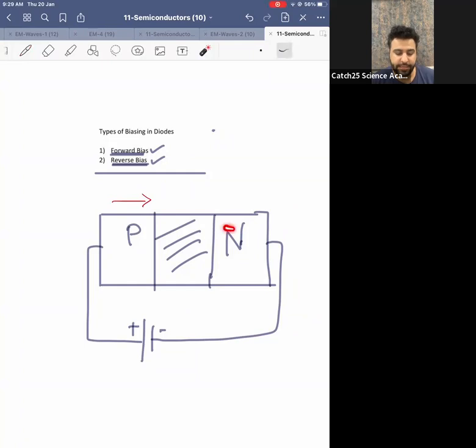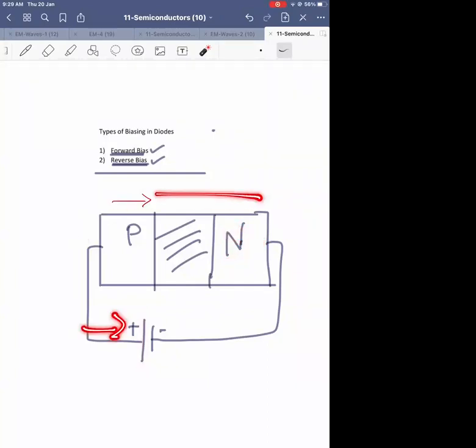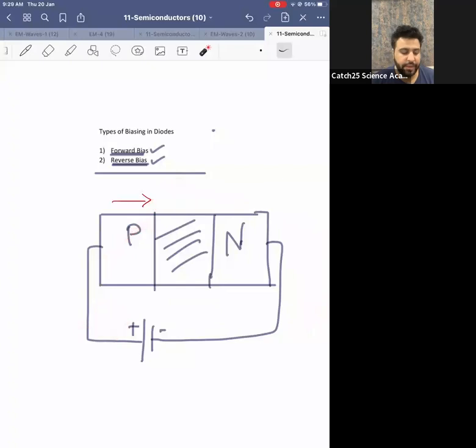Similarly, can I say electrons are over here? They will get attracted to the positive terminal. So electrons will want to go in this direction. Therefore, can I say electrons will go in this direction? Okay. So tell me, if holes go in this direction and electrons go in this direction, can I say all holes and electrons will combine?